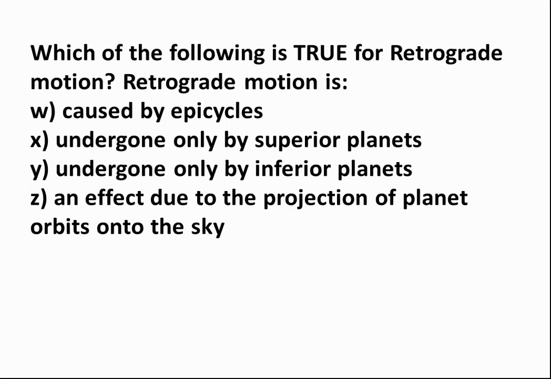Which of the following is true for retrograde motion? Retrograde motion is W. Caused by epicycles. X. Undergone only by superior planets. Y. Undergone only by inferior planets. Z. An effect due to the projection of planet orbits onto the sky.